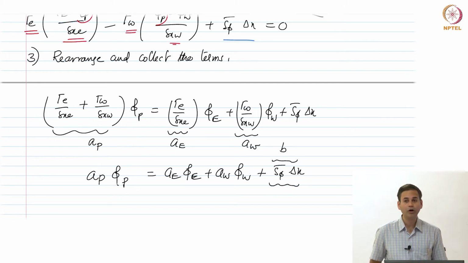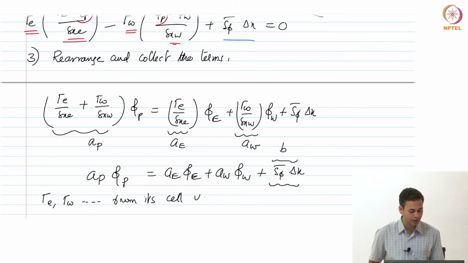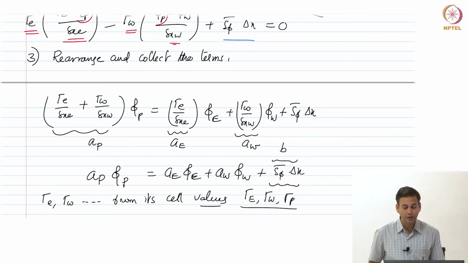Of course, we have assumed that we somehow can calculate the gamma on the faces. The diffusion coefficient on the faces can be calculated from its cell values. If somebody gives us only the description of the diffusion coefficient at the cell centers, that is gamma east, gamma west and gamma p, we somehow interpolate and then calculate the values on the faces, because that is what is going into these coefficients a east, a west and a p. That we have now implicitly assumed.